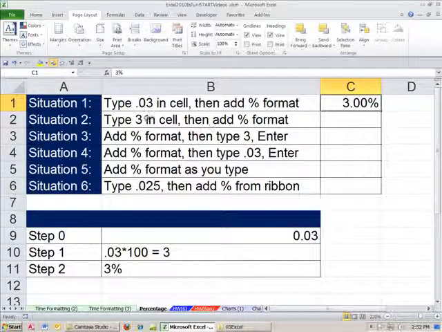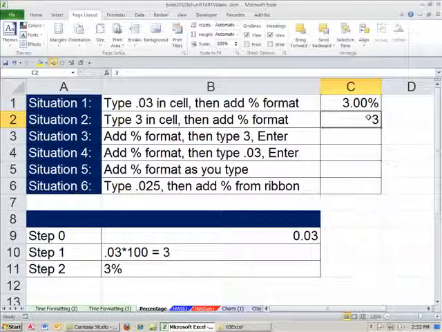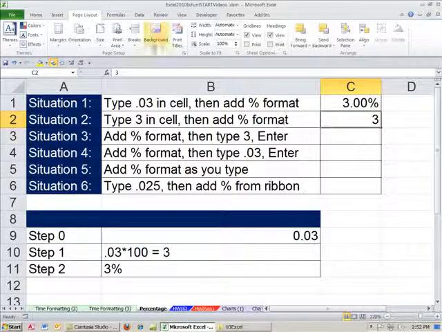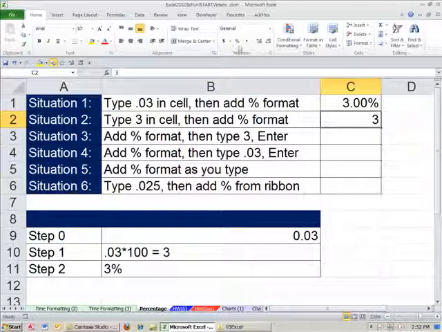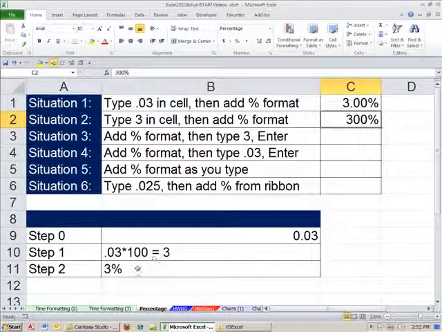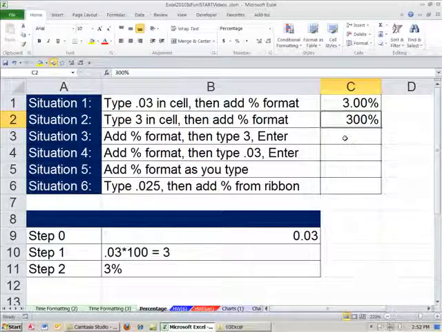The second situation is where people get into trouble because they forget how this works. They're like, oh, yeah, I'm going to type a 3. And then they immediately apply the percentage format, and they might just come up here and go 300%. That actually is one of the most common mistakes on the planet Earth that people make in Excel. They thought that that 3 could be converted, but no way. See, Excel knows to multiply by 100. What's 3 times 100? 300. And then add the symbol. So you want to avoid that like the plague.